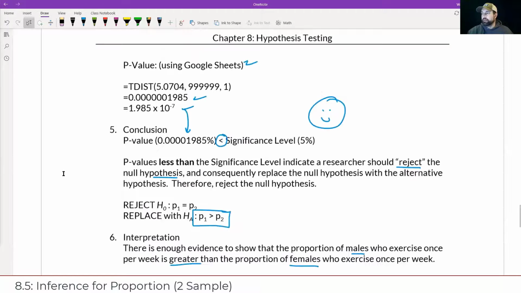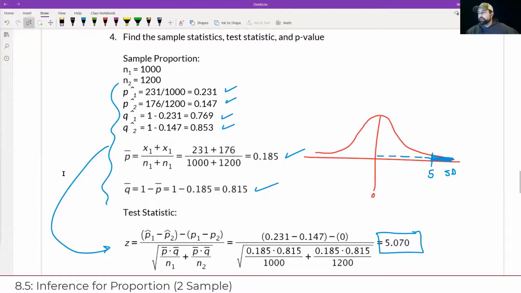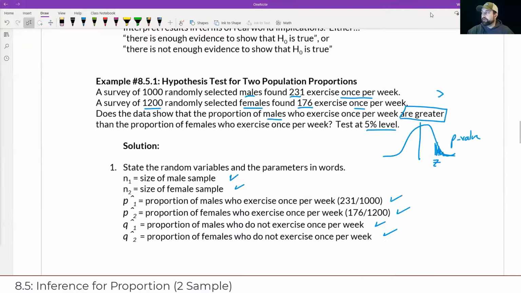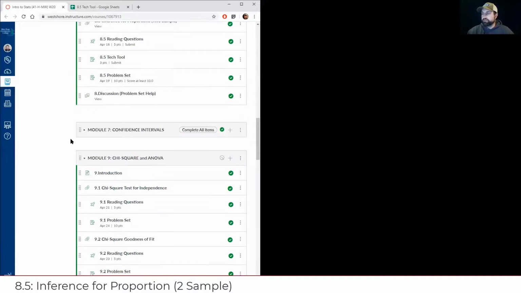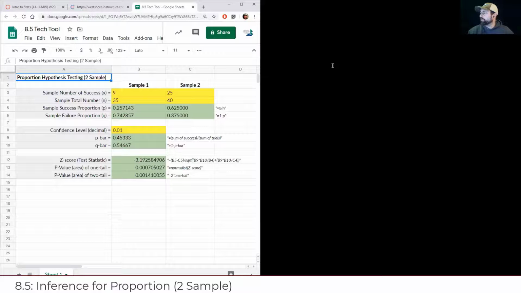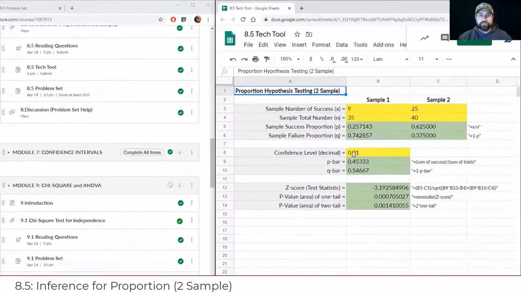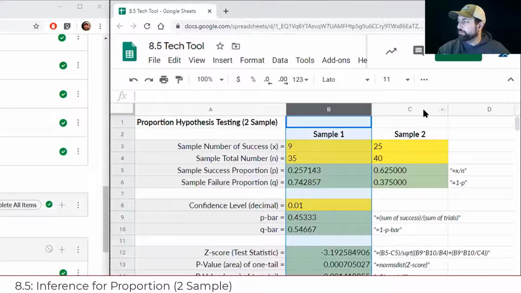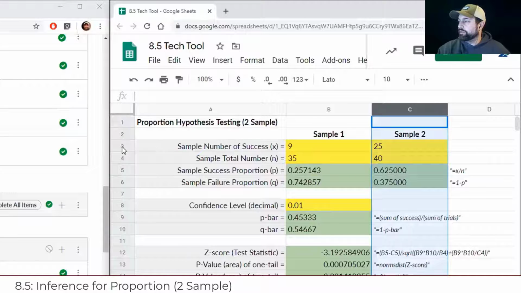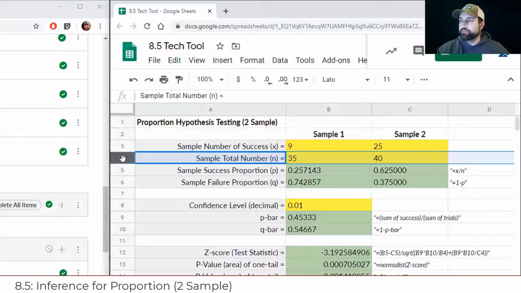Okay? And so that is the theory behind 8.5. Now let's go in and take a look at actual problems. And so we'll go into the 8.5 problem set. And I'm going to put the 8.5 tech tool over here, and you can see in the 8.5 tech tool, we've got sample 1 here, we've got sample 2 here. We're going to find the number of successes in sample 1 and sample 2 and divide it by the total number of items.